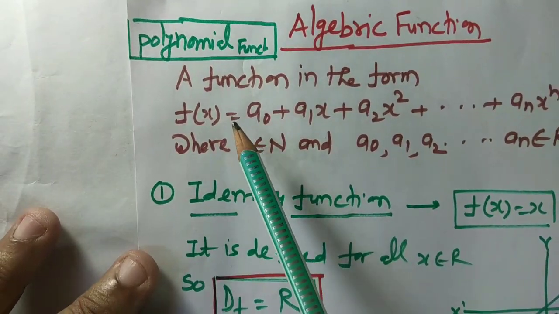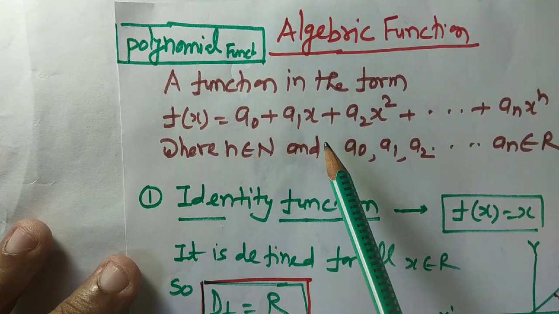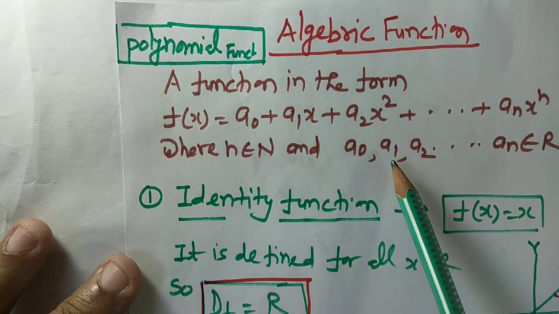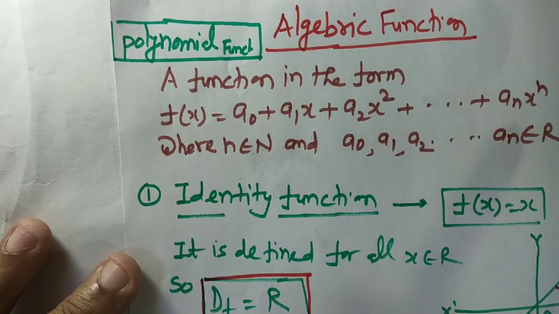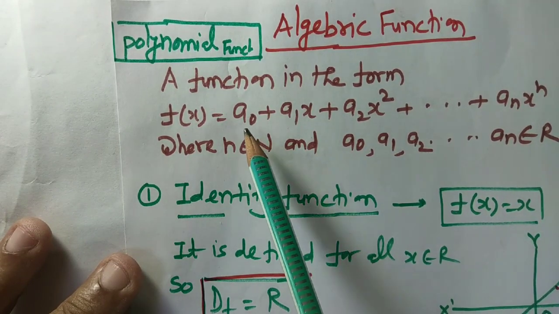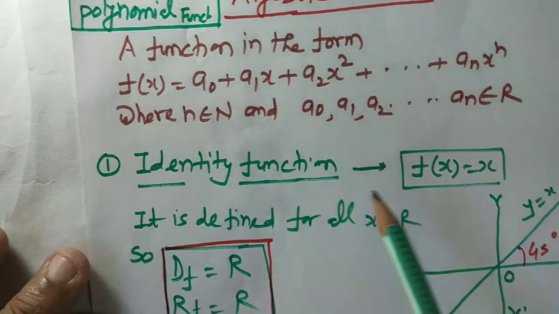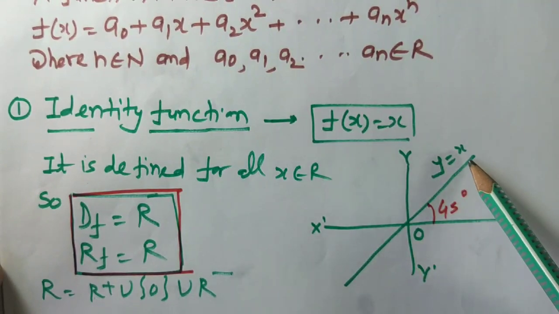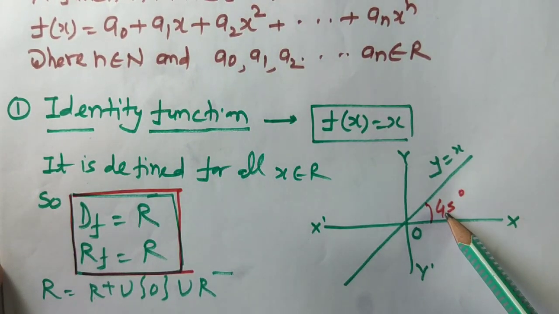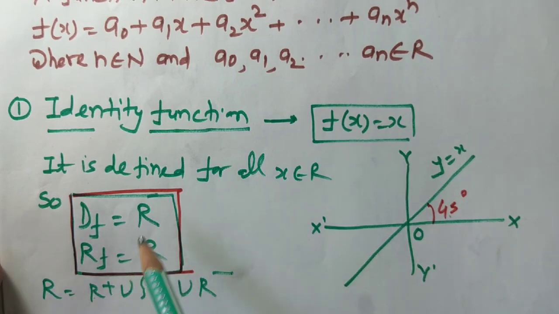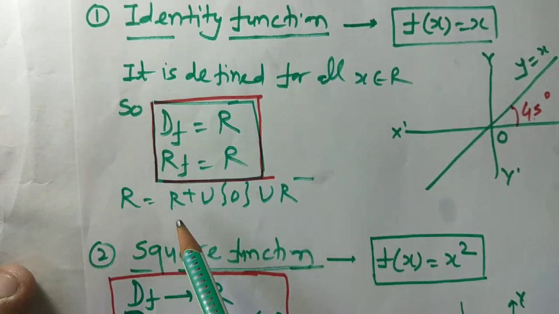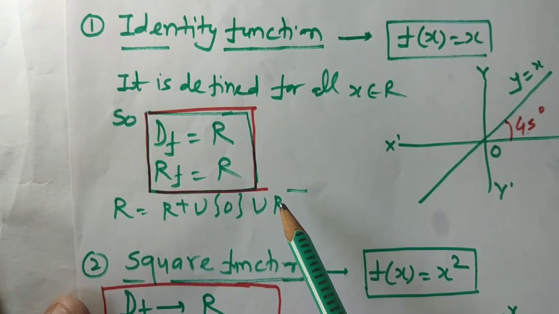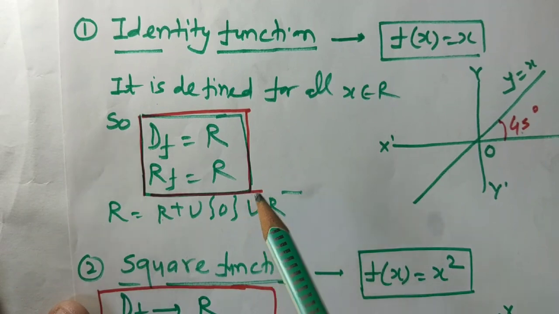As we know, a polynomial function is in the form f(x) = a0 + a1x + a2x² up to an xⁿ, where n belongs to natural numbers and a0, a1, a2 belong to R. So if we take the first, the identity function in the form f(x) = x, graphically we have a line y = x which makes 45 degrees with the x-axis. So domain and range both are equal to R. When we say R, it means R positive union 0 union R negative. So simply we have to remember the domain and range both are equal to R for the identity function f(x) = x.